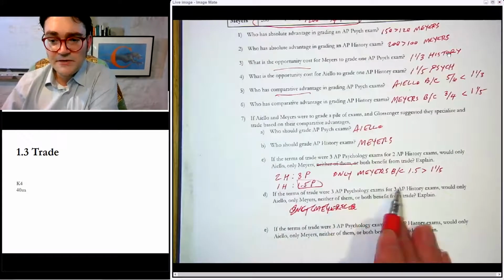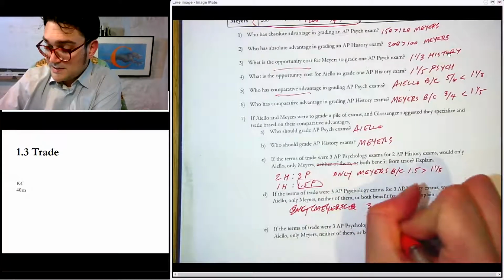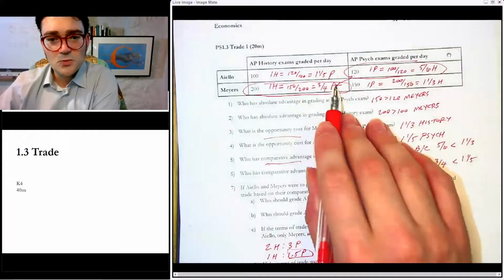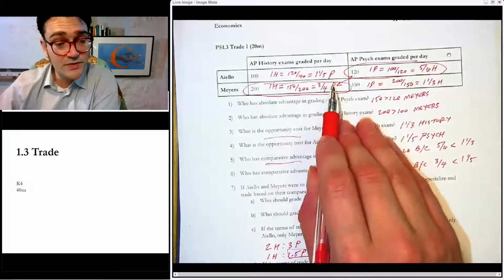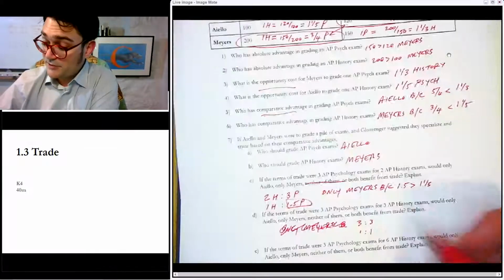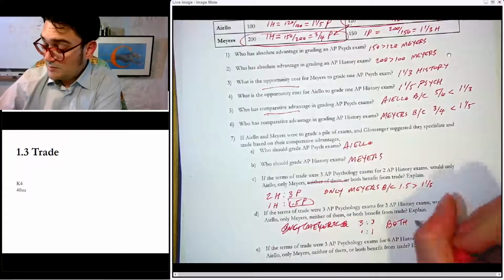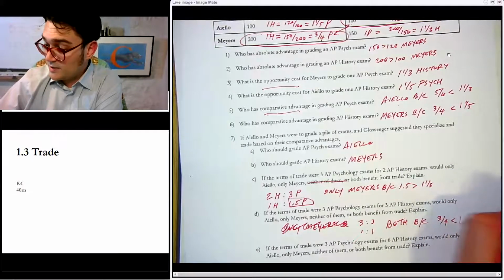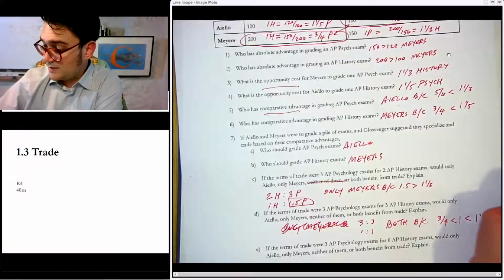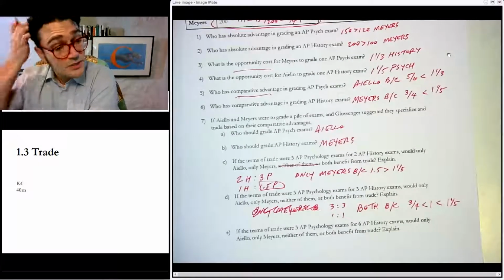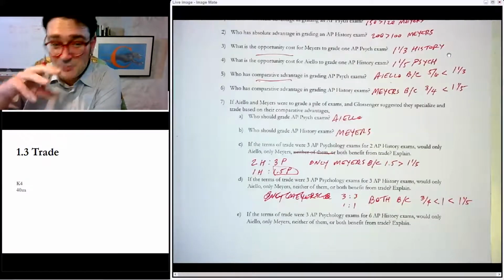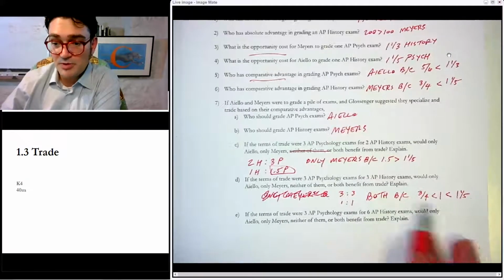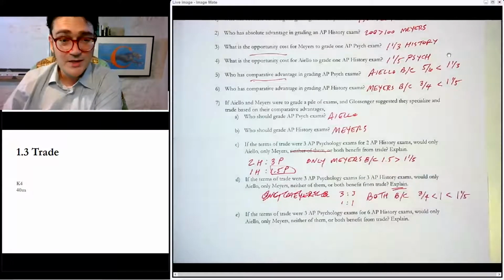Now let's think about 3 psych for 3 history. 3 for 3 is the same as 1 for 1, okay? So let's look back up here and say, is 1 history for 1 psych between the 2 values? Yes, so it's good for both. Both, because 3/4 is less than 1, which is less than 1 1/5, right? So you could just use the numbers and say that. Now, if you want to word it all out, that's fine, but this would be a perfectly valid explanation. So explanations in economics can be really short, and that's a good example.